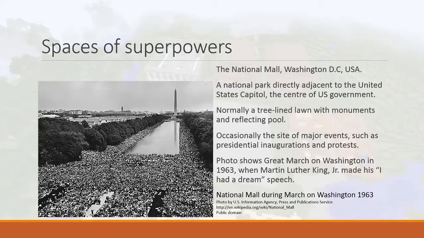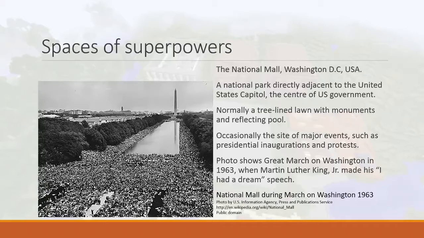So this is the National Mall in Washington, D.C., specifically National Mall during the March on Washington in 1963. This was when Martin Luther King Jr. made his I Had a Dream speech. So a very, very important moment in the civil rights movement in the United States in 1963. And you'll notice that it's full of people because that was the whole point. They were protesting, they were marching on Washington.